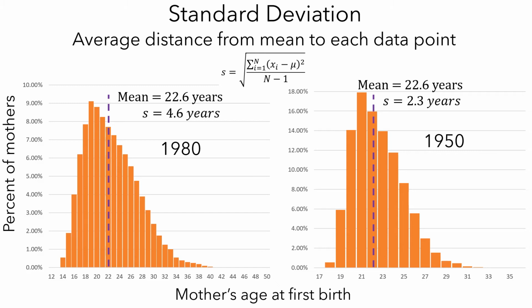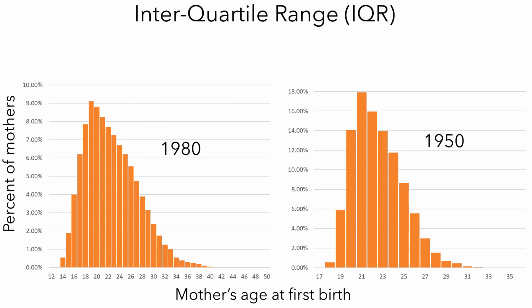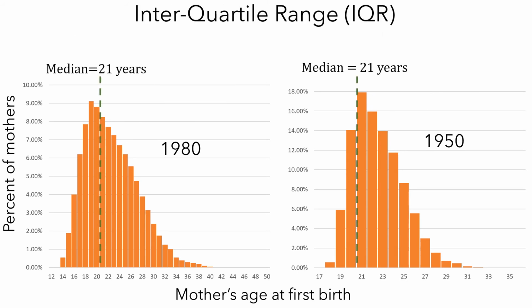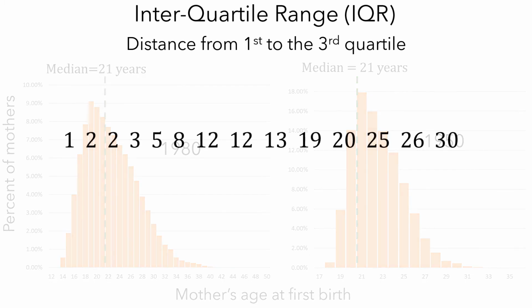Finally, let's take a look at interquartile range. The interquartile range, or IQR, is used with medians. It is the distance from the first to the third quartile. So let's take a moment to talk about percentiles and quartiles. Here is a made-up set of data, and I have already put the numbers in order. There are 14 numbers in this list.